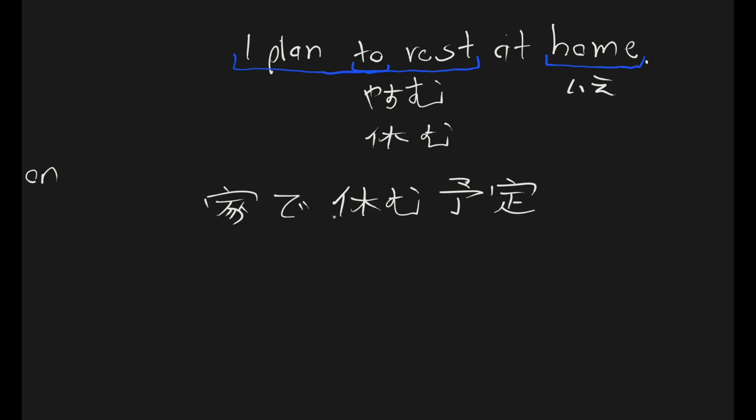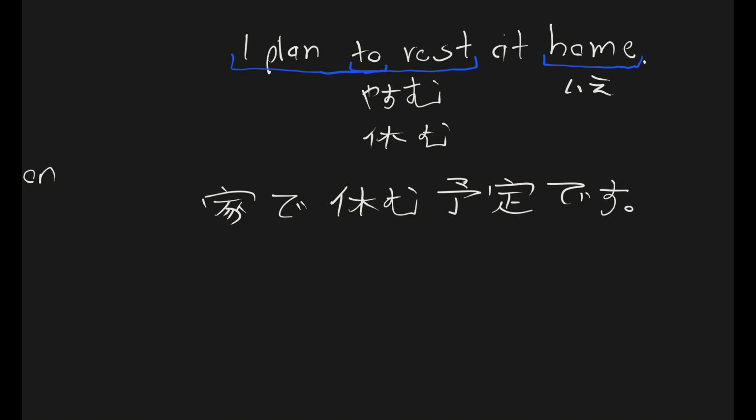So ie de yasumu yotei. How do you end it? Well, let's just pretend it's formal. So you go desu. So the translation for I plan to rest at home would be ie de yasumu yotei desu. That is the translation.